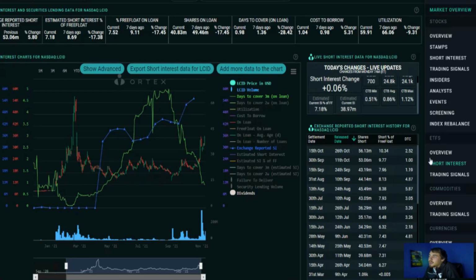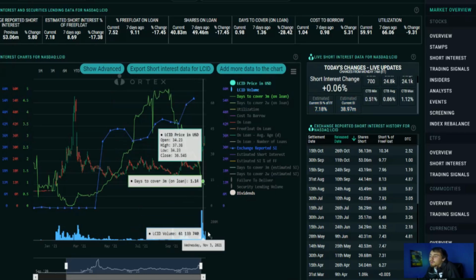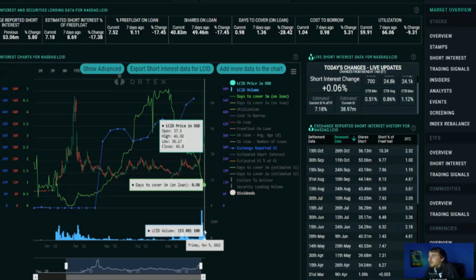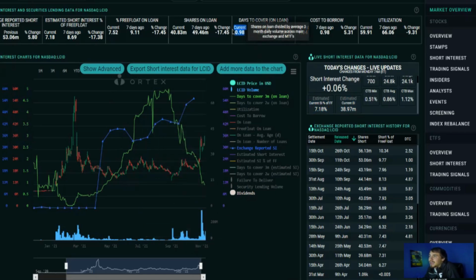And the Ortex data is indicating a 7.18% short interest of free float, 38.97 million shares that are sold short. Now, this is a very large amount, or at least it was relative to the volume that we had been seeing on any given day. Now the volume has gone pretty parabolic, so the days to cover is only at 0.98. So meaning short sellers wouldn't have a hard time covering their short positions, in the sense that there are shares available to buy back and cover your short position on.